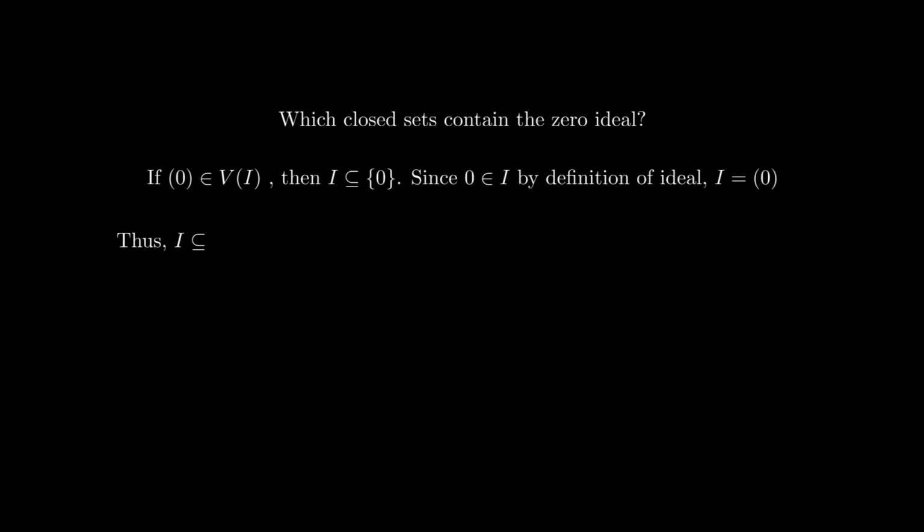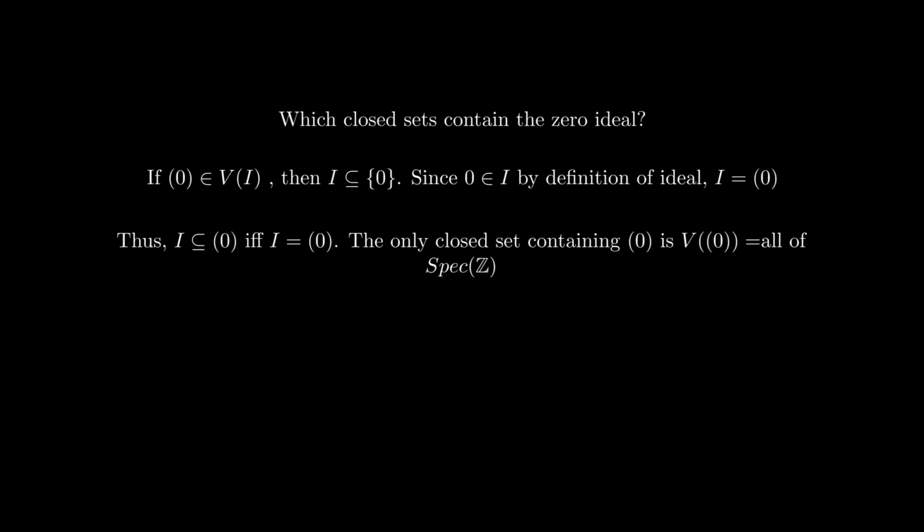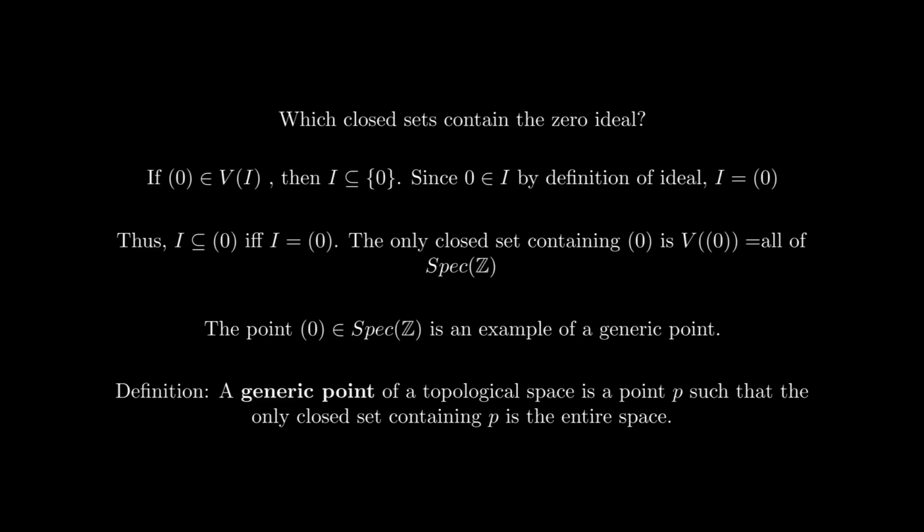Now, which closed sets contain the zero ideal? If 0 is in V(I), then I must be 0, so V(I) is all of Spec Z. This means the zero ideal is an example of something called a generic point. A generic point of a topological space is a point P such that the only closed set containing P is the entire space.